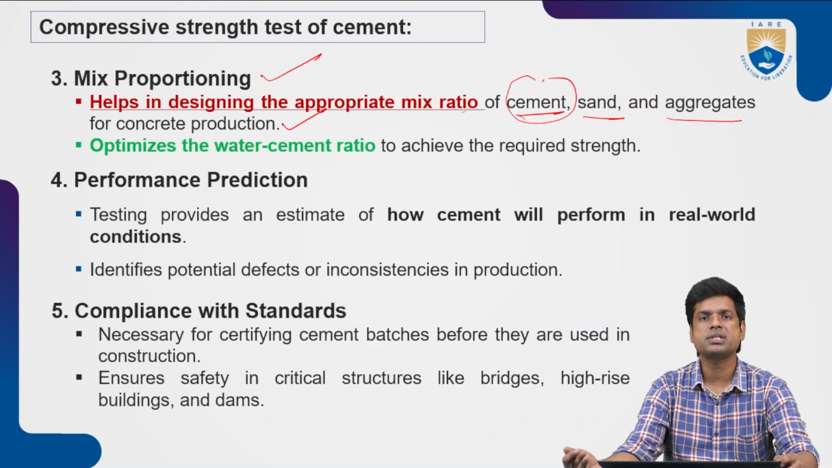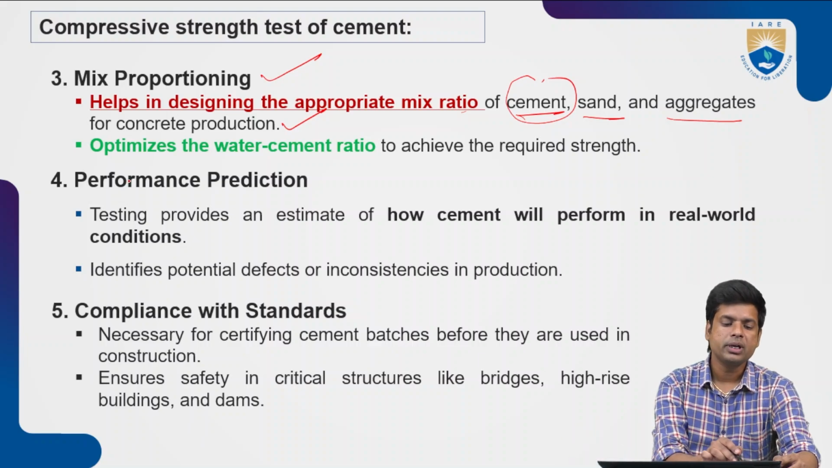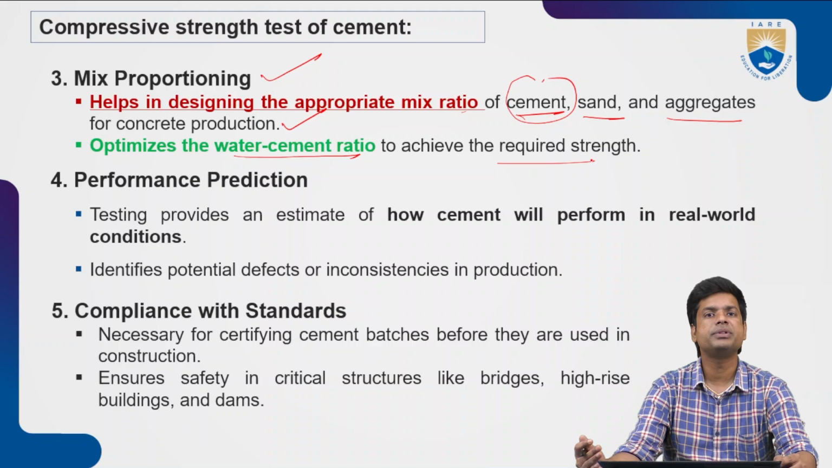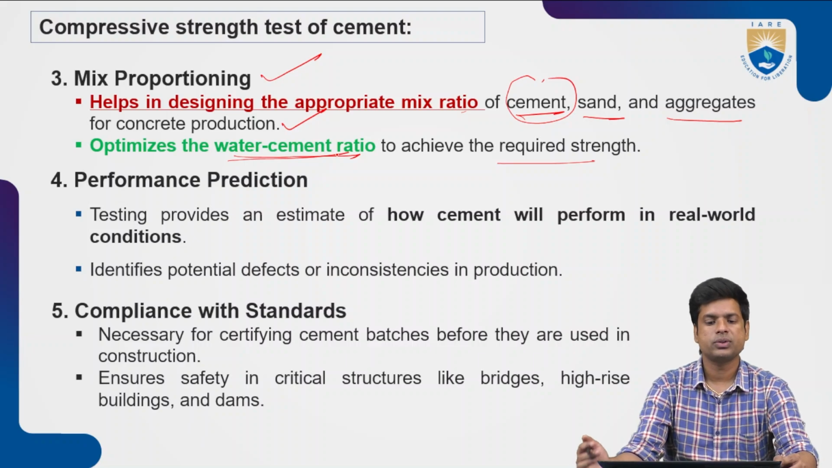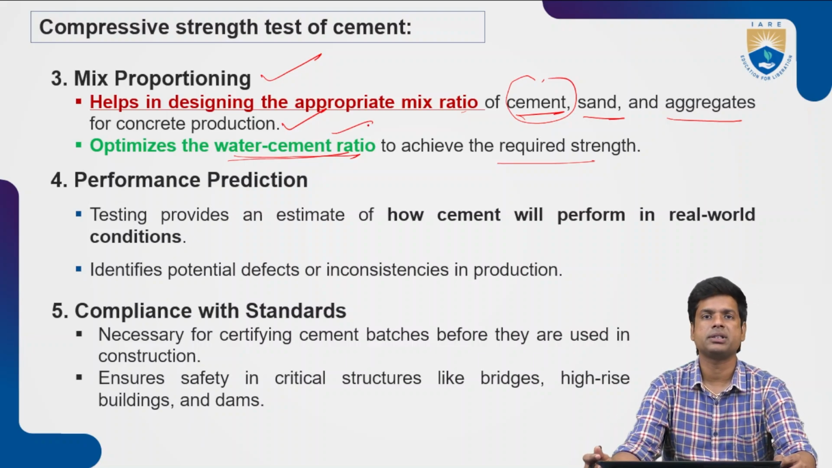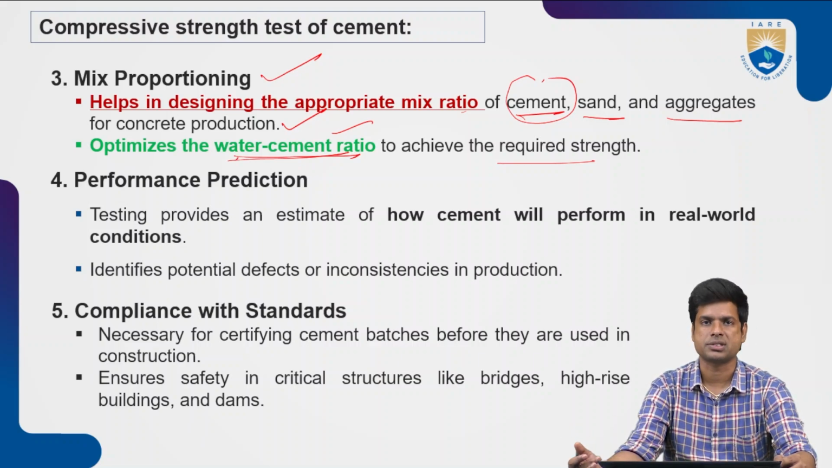Yes, this is one of the materials affecting the strength of the concrete. While preparing the concrete, you are going to change the mix proportions based upon the strength criteria of the cement. This is one of the factors. And next one, it optimizes the water cement ratio to achieve the required strength. If the strength is more or less, depending upon that strength quality, we are going to optimize the water cement ratio. This is one of the major factors affecting the strength of the concrete, so that is why we change the water cement ratio to get the required strength.